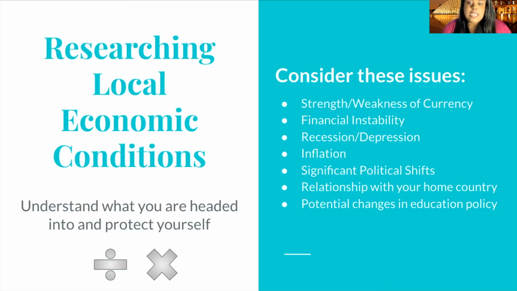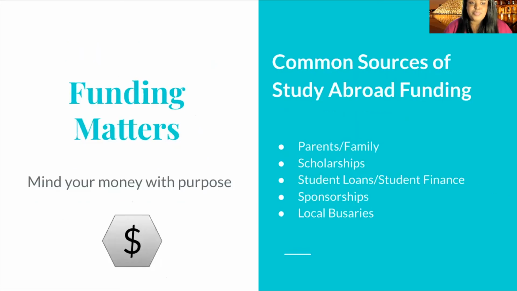And last but not least, sort of related to the political shifts, but it could also just be related to policy: any types of change in education policy. Is there going to be a new standardized test that is recommended for study abroad students, or are they going to suddenly tie that to immigration? There are all different things that happen, sometimes suddenly, and that impacts not only your ability to go study, but also the economic climate. So be aware of those things.